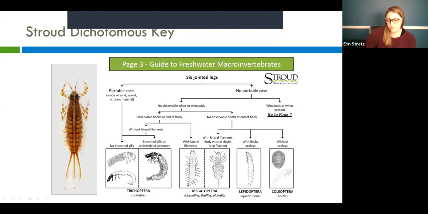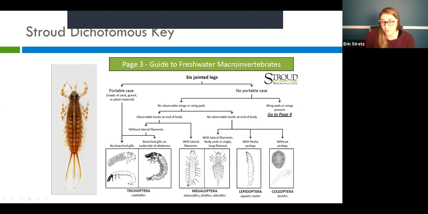Might be hard to see on this picture, but we have this kind of darker structure at the bottom of the thorax sticking out. So very beginnings of wing pads starting to protrude over the end of the abdomen here. So this does have wing pads.